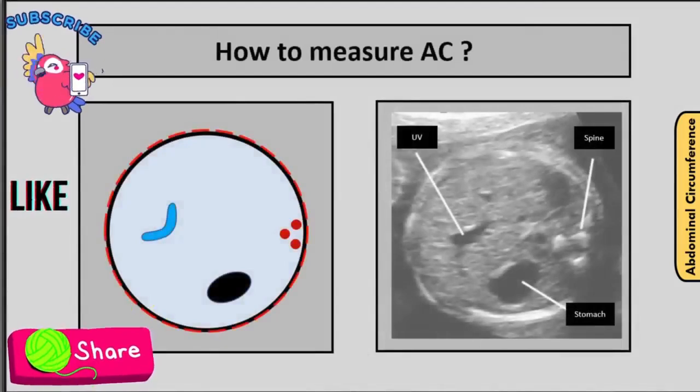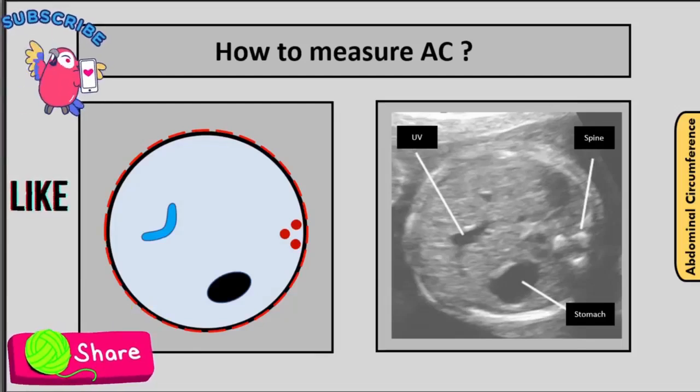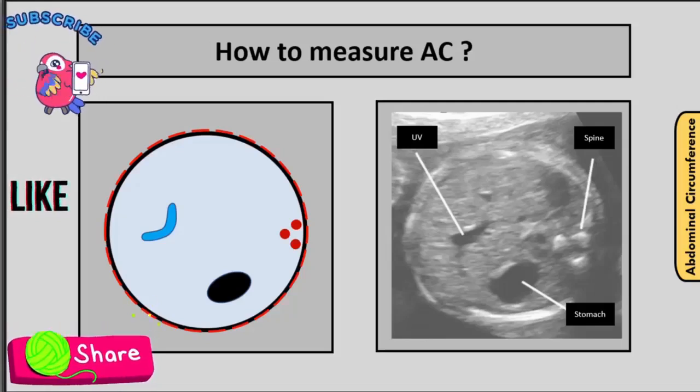How to measure abdominal circumference. Obtain a transverse section of the fetal abdomen, as close as possible to circular. The umbilical vein should be in its anterior third. The stomach bubble should be visible. The kidneys and bladder should not be visible.